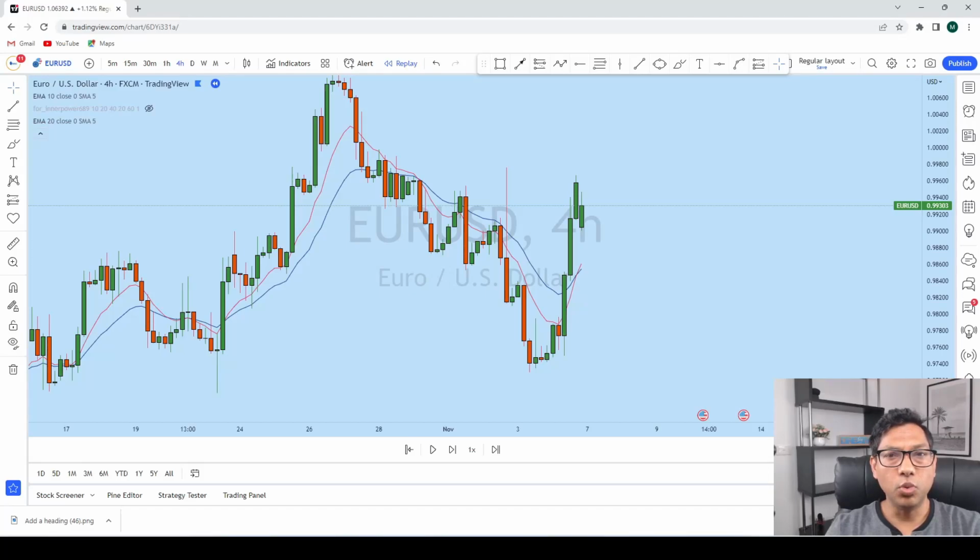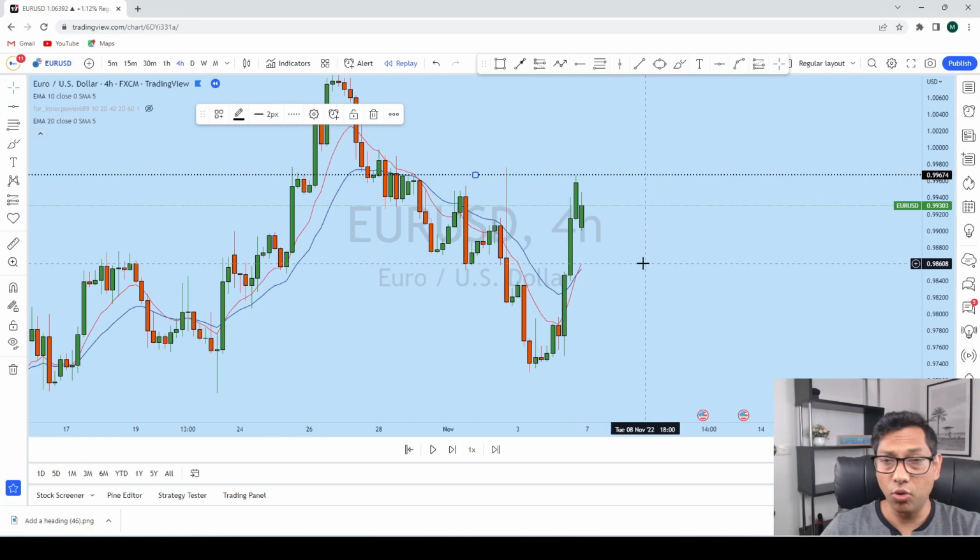Hello traders. When the market opens with a gap, it provides us a lucrative trading opportunity to make a quick profit from the market. Like this one here on EUR/USD, as you can see, the market opened with a gap down.